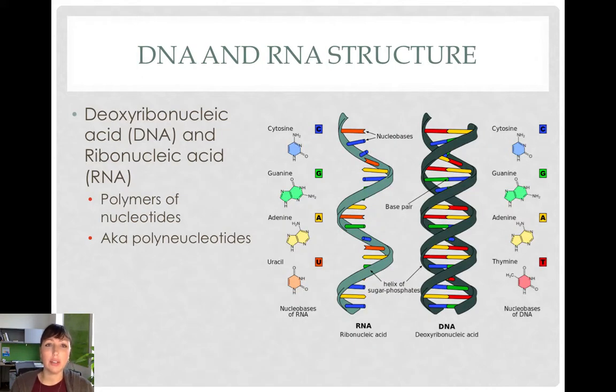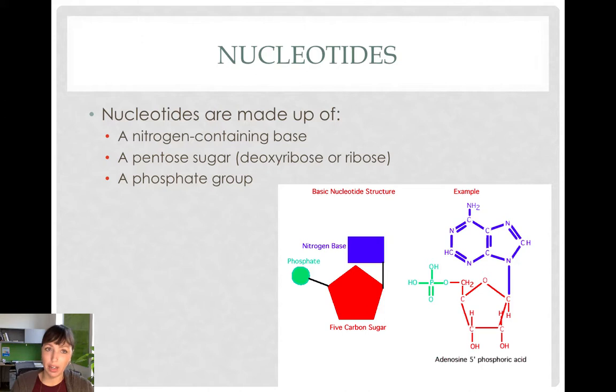Okay, DNA stands for deoxyribonucleic acid, and its close cousin is ribonucleic acid, which is RNA. These are polymers of nucleotides, aka polynucleotides. Nucleotides are made up of a nitrogen-containing base, a pentose sugar, and a phosphate group. And the three of those things together are called a nucleotide. So it's really important to remember that. A lot of students think that the nitrogen base, the A, T, C, or G, is what a nucleotide is, and that is incorrect. It's the combination of the nitrogen base, the 5-carbon sugar, and the phosphate group.